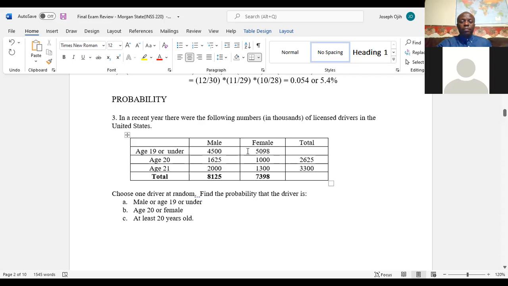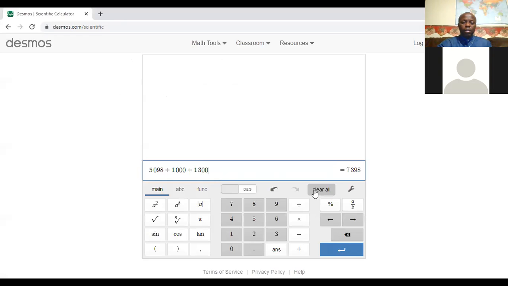So let me get this one then on the calculator. We go there and put 4,500 plus 50.98. That will give us 95.98. So we go there and put in 95.98.